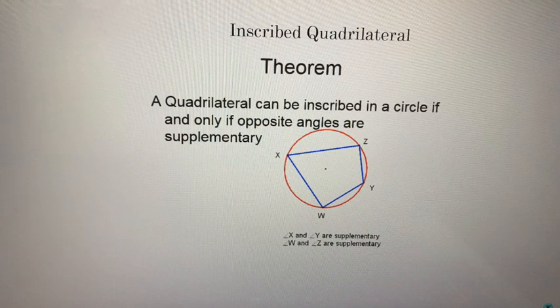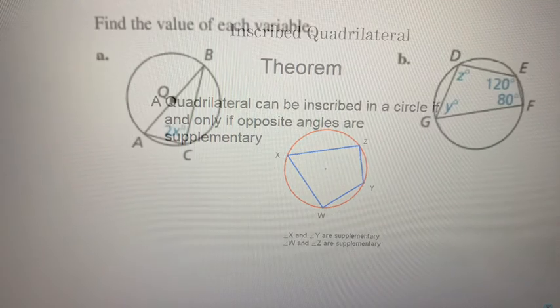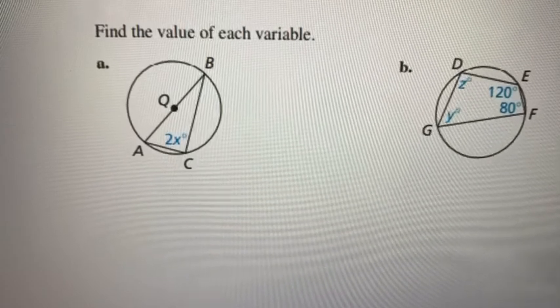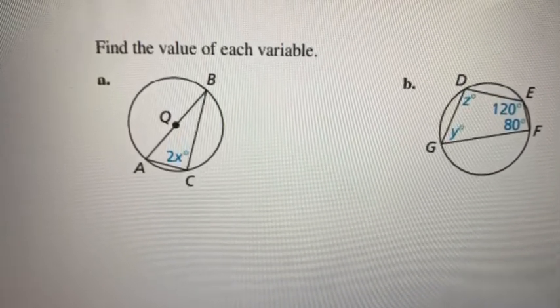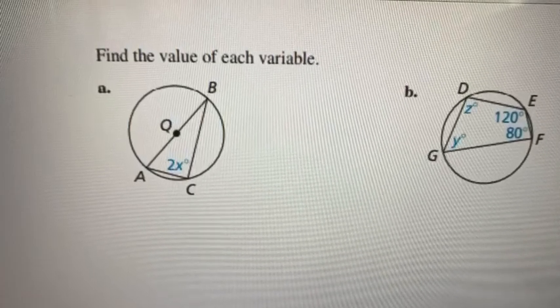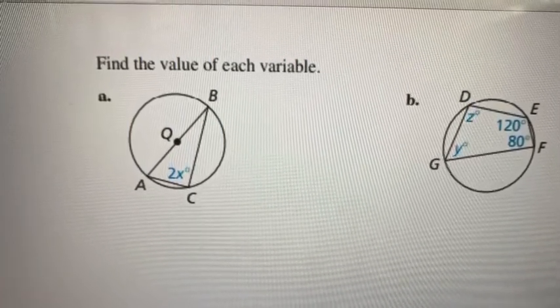The inscribed quadrilateral theorem: a quadrilateral can be inscribed in a circle if and only if opposite angles are supplementary. So in this one, X and Y are supplementary and W and Z are supplementary. Let's find the values of each. Please stop the video when you are ready to see the answers. Restart it.